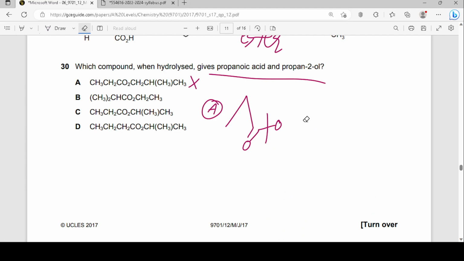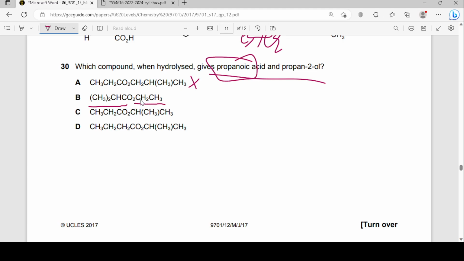And then if I look at B, it has CH3 twice, CHCOO, CH2, CH2. So on the left side, you have one, two, three, four carbon atoms, so you don't get propanoic acid, you get a four carbon acid. On the right side, I have CH2CH3, which is two carbon atoms, not three. So I need three and three on both sides, the carboxylic acid side and the alcohol side. So B is wrong. And then C, one, two, three. I have three here, which is right, and on the right side, one, two, three, so three here as well, which seems to be right.